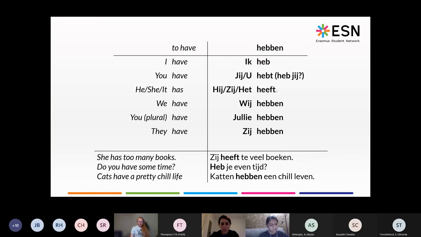Then we have the three third person pronouns, singular in Dutch: hij, zij, en het. So it's hij, zij, het, heeft. He, she, it, has. Then we have wij hebben. You have, plural, is jullie hebben. And they have, zij hebben. There's luckily no plural formal form in Dutch. That would be even more annoying.